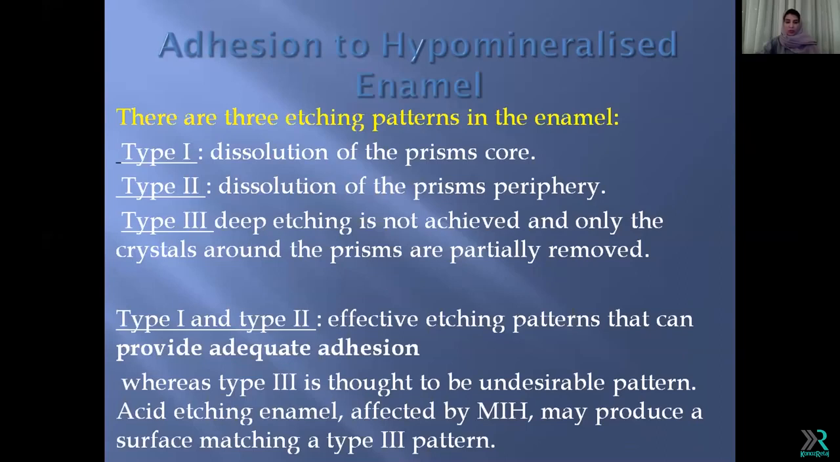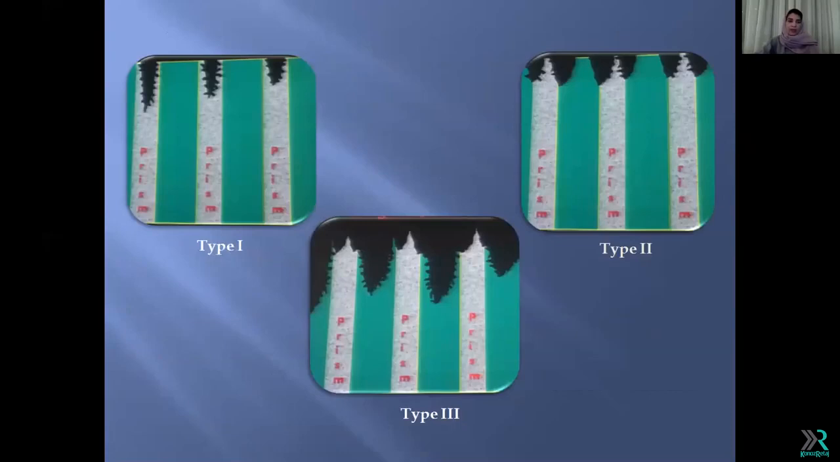Types 1 and 2 provide adequate adhesion, while type 3 is an undesirable pattern, and acid etching of enamel affected by MIH may produce a surface matching the type 3 pattern. Here we can see type 1 that results in dissolution of the prism core, type 2 that results in dissolution of the prism periphery, and type 3, which is only partial removal of some crystals around the prism periphery.